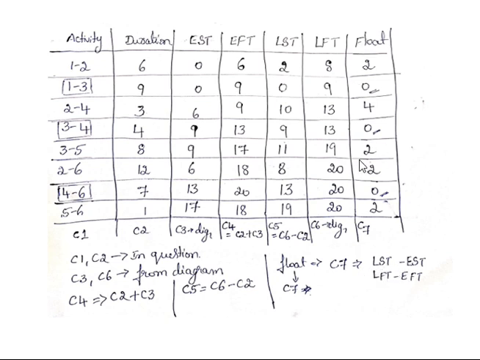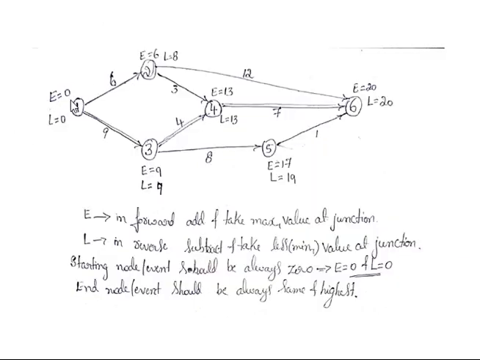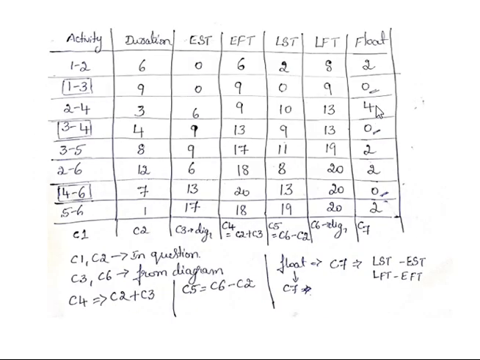This is the procedure to calculate the total float. In order to construct this table, we should know how to note these E and L values at each of the nodes. If you are familiar with that, then the calculation of total float becomes easier.